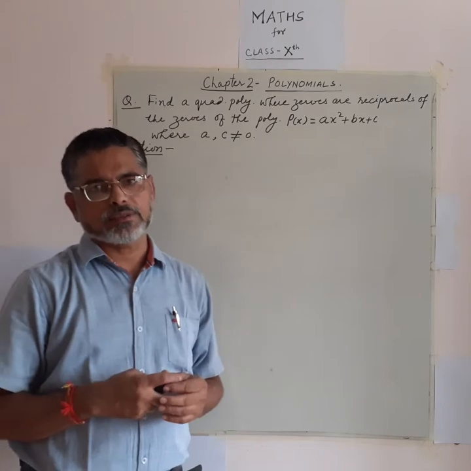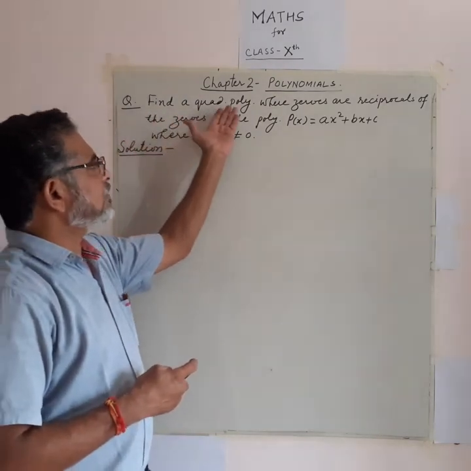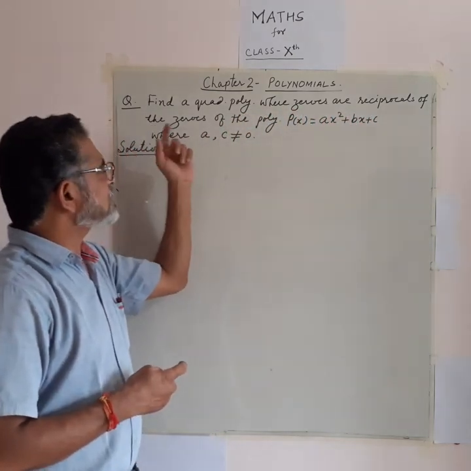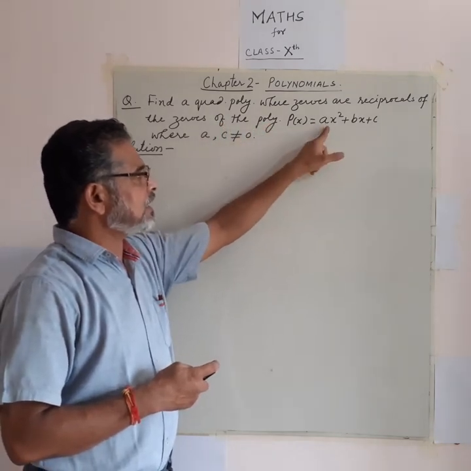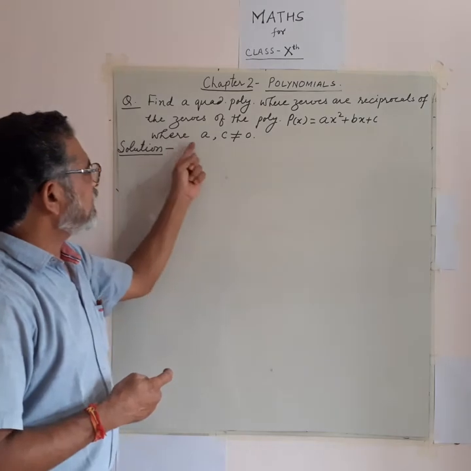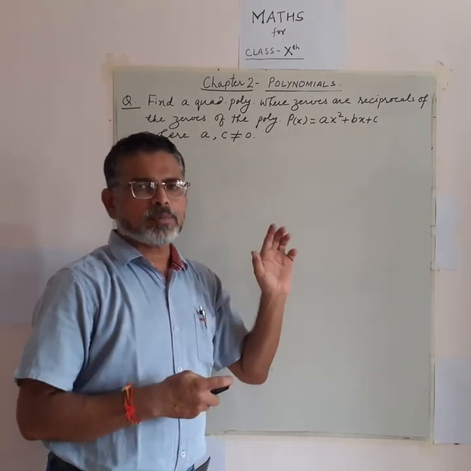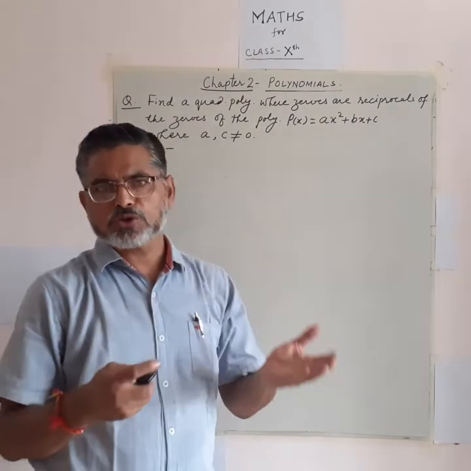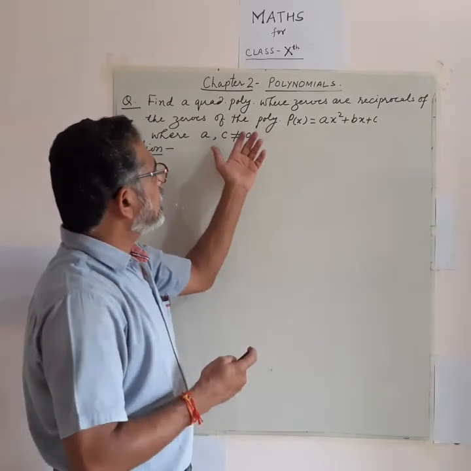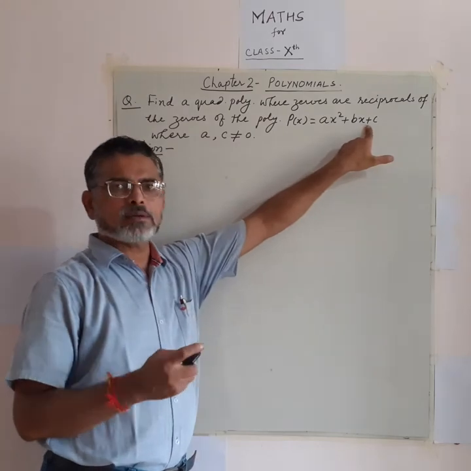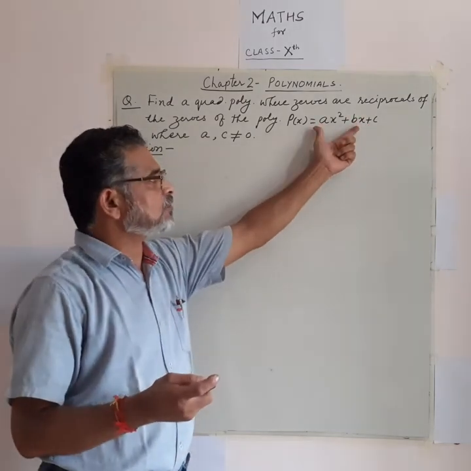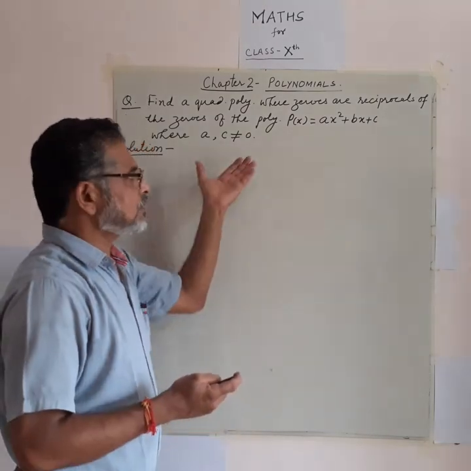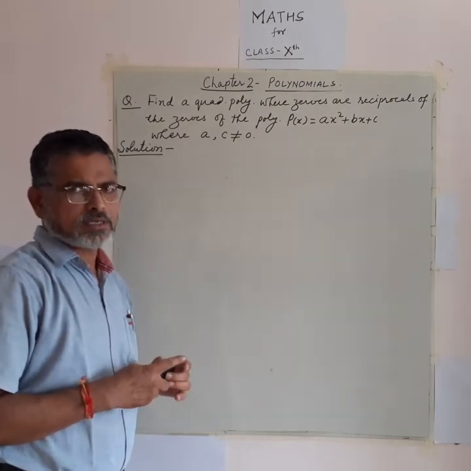Now here is another question: find a quadratic polynomial whose zeros are reciprocals of the zeros of polynomial p(x), that is ax square plus bx plus c, where a and c are not zero. That is, here we have to find a new quadratic polynomial. So we should know the zeros, but what are they? They are given in terms of the zeros of another polynomial, which are the reciprocals of the zeros of this polynomial.